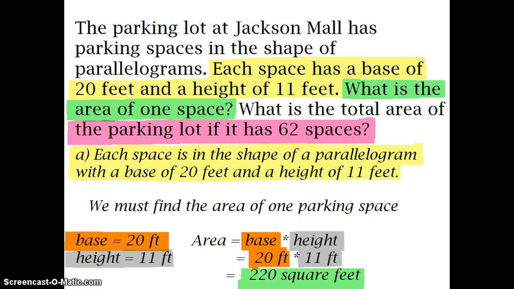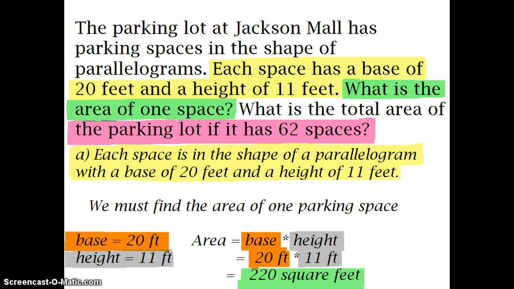In order for us to solve the problem, we must first find the area of one parking space. In our word problem, it says that each space has a base of 20 feet and a height of 11 feet. As before, we learned that our area is equal to base times height. We are going to multiply 20 feet times 11 feet, and that will make our area for one parking space 220 square feet.